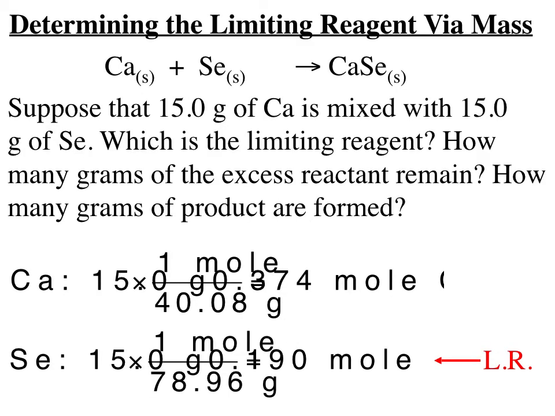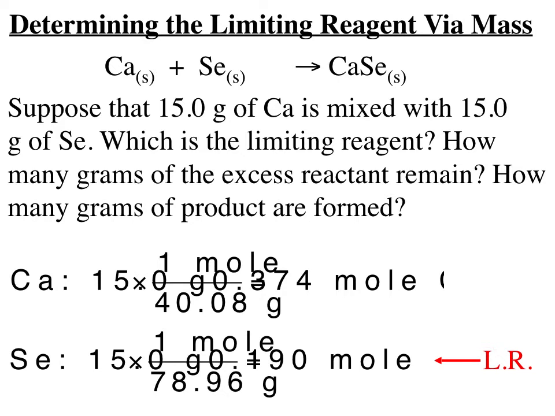Verify that previous assertion by doing another example. Here I'm going to form calcium selenide by reacting elemental calcium and elemental selenium. I have mixed 15 grams of calcium with 15 grams of selenium. It looks like a stoichiometric ratio, but I have to check with how many moles of each I put into the pot. So let's first determine which is the limiting reagent, figure out how much of the excess reactant is remaining in the pot with the product, and actually how many grams of the product there actually are formed.